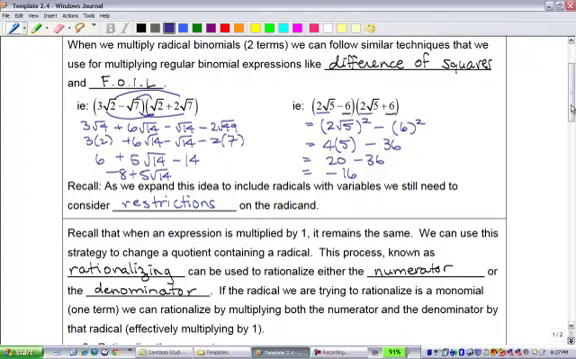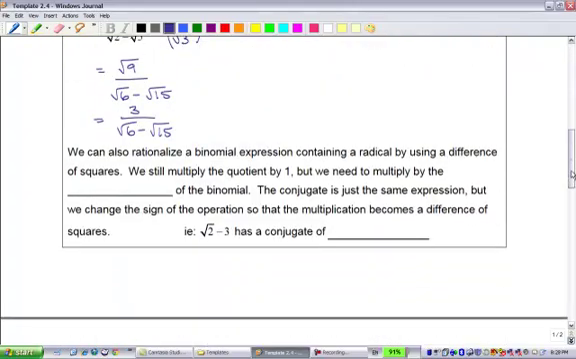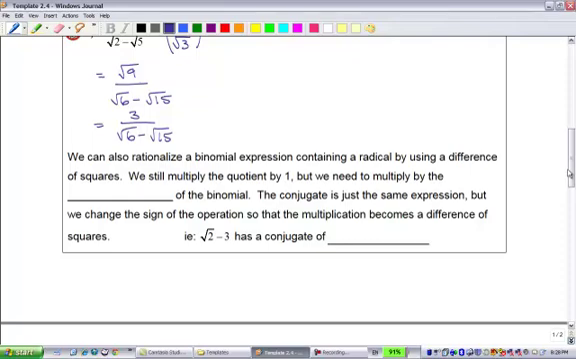So if we scroll back down, we still multiply the quotient by 1, but we need to multiply by the conjugate, is the term we're looking for there. And the conjugate of the binomial: the conjugate is just the same expression, but we change the sign of the operation so that the multiplication becomes a difference of squares. So what that means is, if we have root 2 minus 3, its conjugate would be root 2 plus 3. So the exact same binomial, just the opposite sign or operator in between.